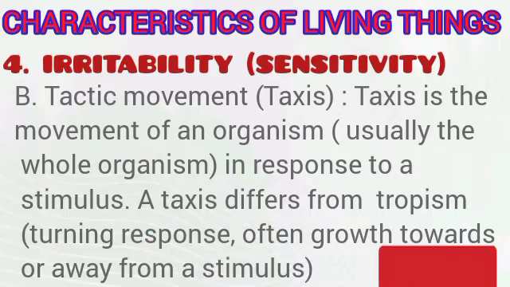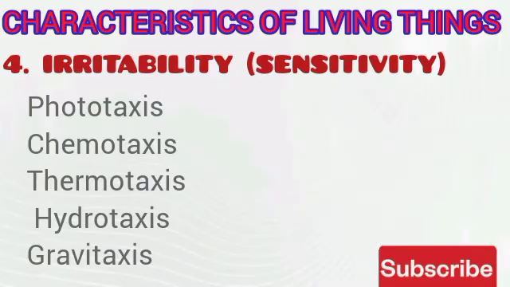The second kind of response in organisms is the tactic movement or taxis, which is the movement of an organism, usually an animal, the whole animal, in response to a stimulus. Taxis is different from tropism. Tropism is just a turning response or usually growth towards or away from a stimulus, while taxis actually involves the whole organism either moving away or towards a particular stimulus.